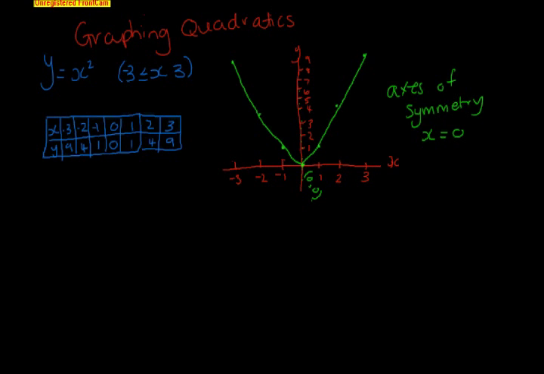So what about, let me clear this, what about an example, y equals 5 minus x squared. This is slightly different. This time we've got a minus x squared. Have a think about what that might do to our curve.